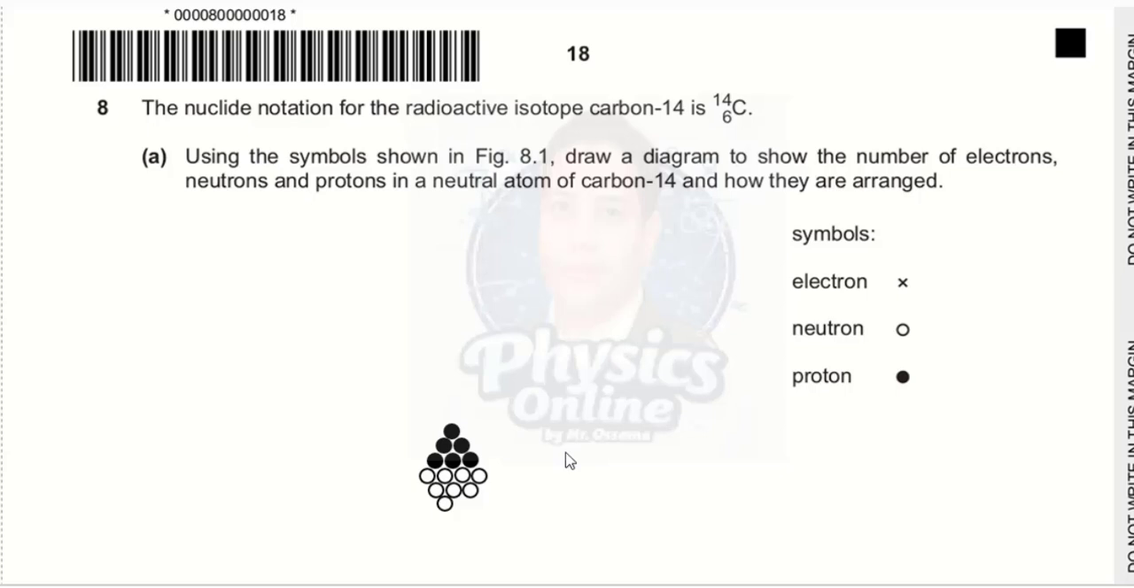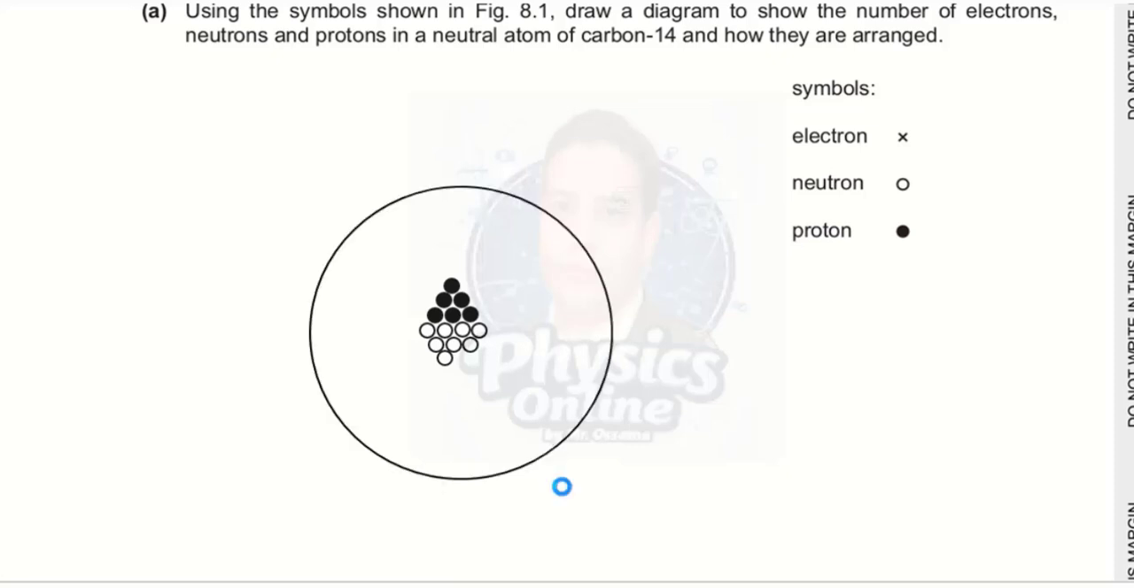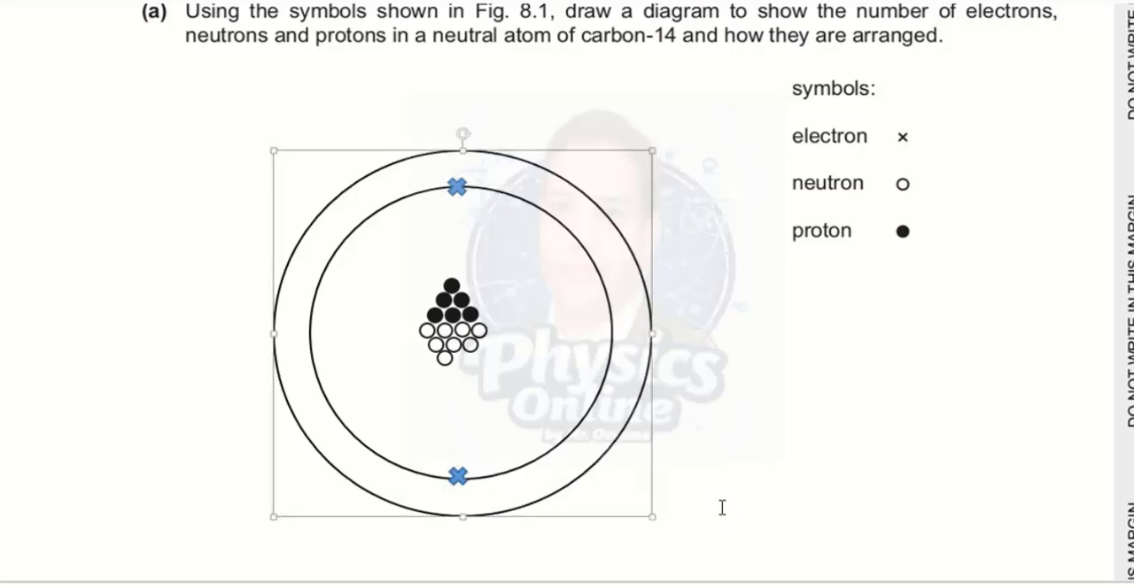Now we'll draw the electrons. This is the neutral atom, so the number of electrons is the same as protons. We have 6 protons, so we'll have 6 electrons. The 6 will be divided between 2 shells. The first one has 2 electrons. Then the second one has 4 electrons, so the sum of them is 6, the same as the protons.